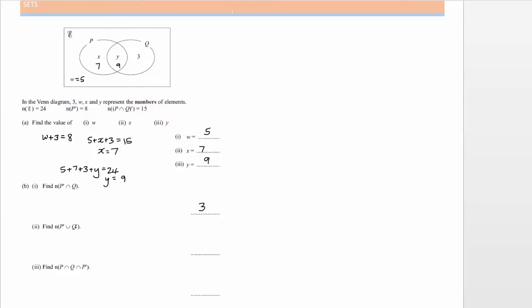P dashed union Q dashed. P dashed is 5 and 3. Q dashed is the 7 and the 5 again. When we're taking the union, we don't repeat. So that is 15. We don't count repeats. The next one, it's in P, it's in Q, but it's not in P. Well, it can't be in P and not P as well, so there aren't any members in that set.